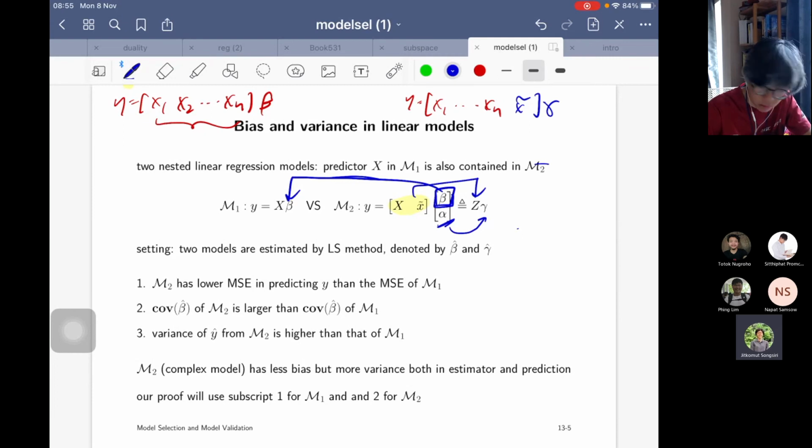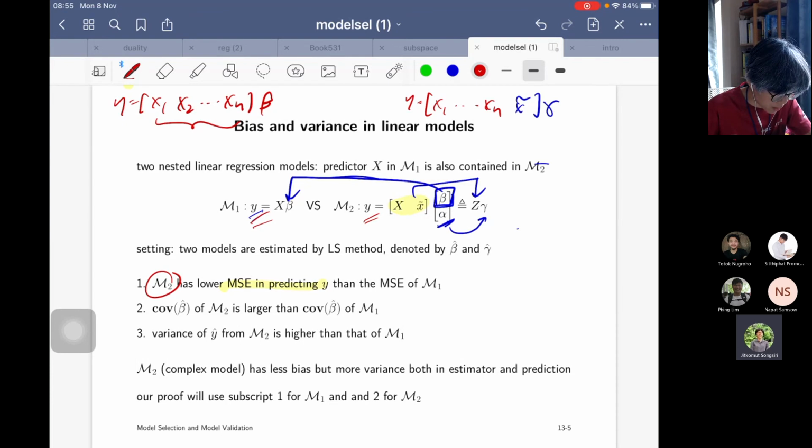I state the results first before we prove them. First, model M2 has a lower MSE in predicting Y than model 1. Does it make sense? When you use these two models to predict Y, M2, which is a more complex model, results in lower MSE. That's kind of intuitive, right? And yes, that's the fact.